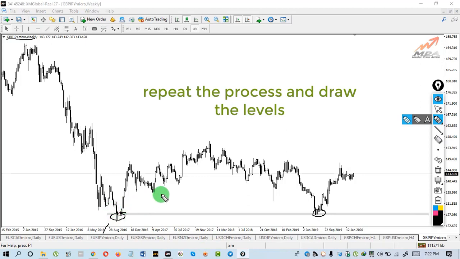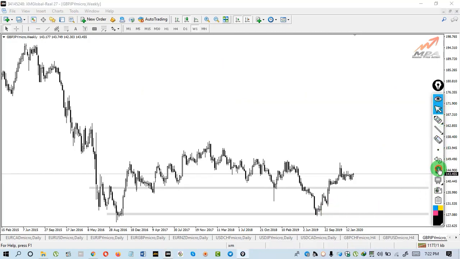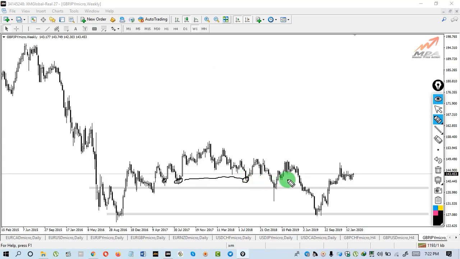Similarly, look at this level. At the same level we have a spike here. We have a spike here. So draw this level like this. We have another level here. At the same level we got a support level here and here. So we need to draw this level.